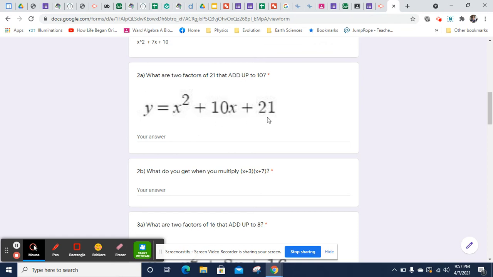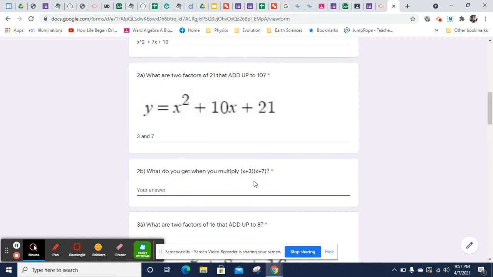So I got 21. What are two factors of 21 that add up to 10? Well, there's 1 and 21, and then there's 3 and 7. 3 and 7 do add up to 10. So 3 and 7. Okay, and what do we get? We multiply x plus 3 times x plus 7. Look, there's a 3 and there's a 7. Could this be related? Yes, it is.